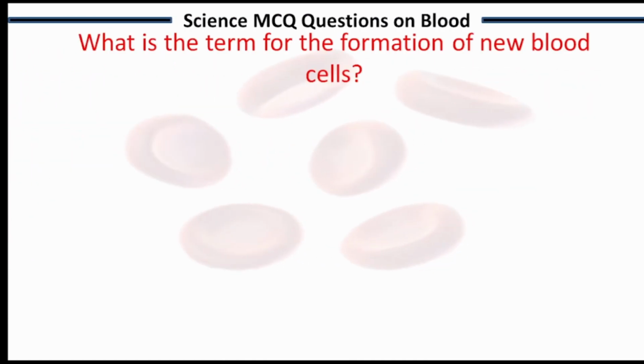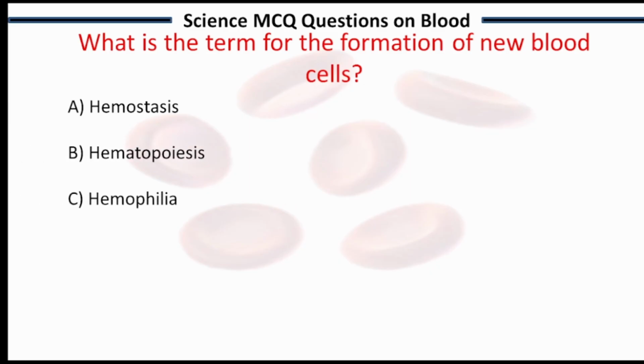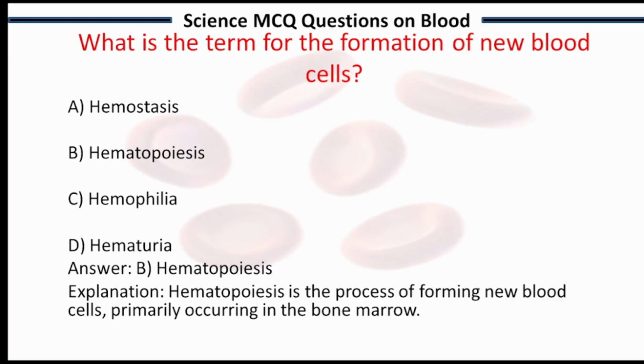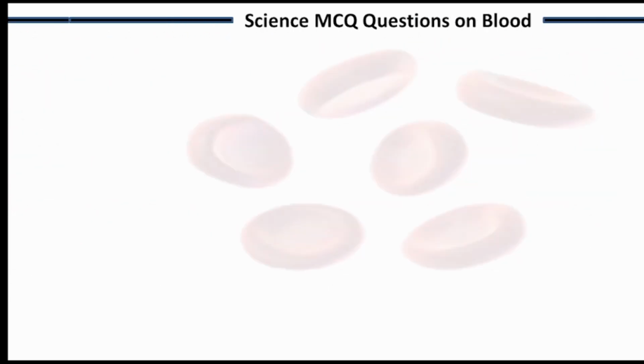What is the term for the formation of new blood cells? Option A hemostasis, option B hematopoiesis, option C hemophilia, option D hematuria. Right answer is option B hematopoiesis. Hematopoiesis is the process of forming new blood cells, primarily occurring in the bone marrow.